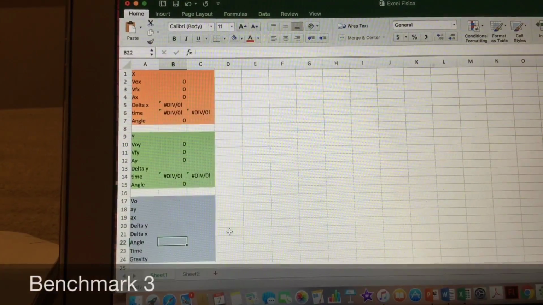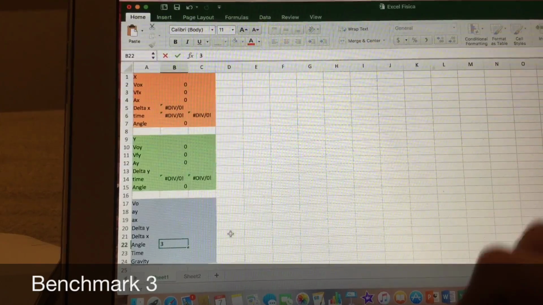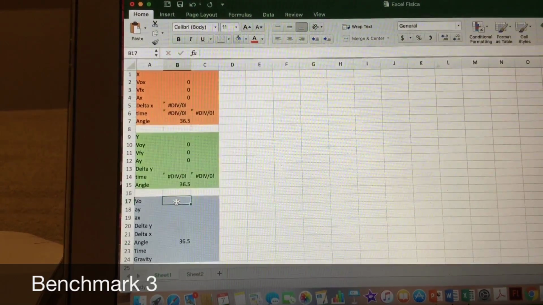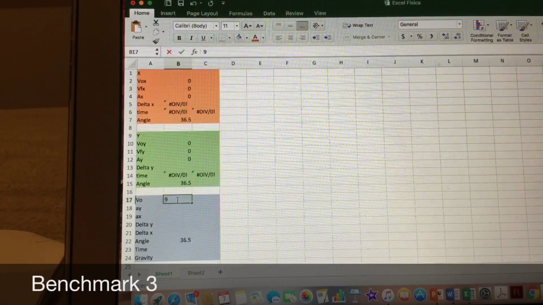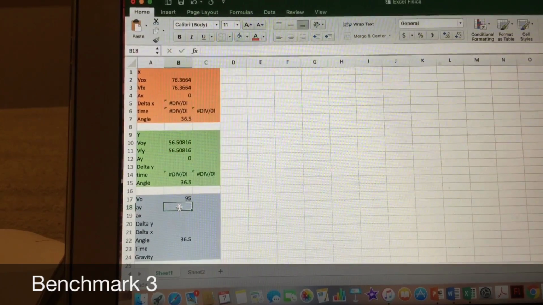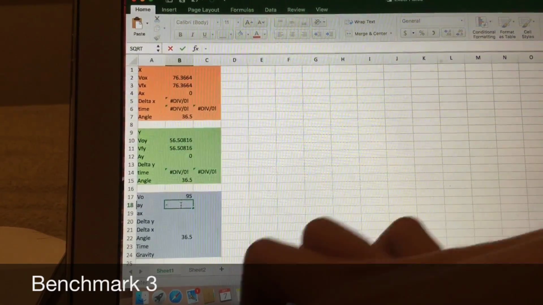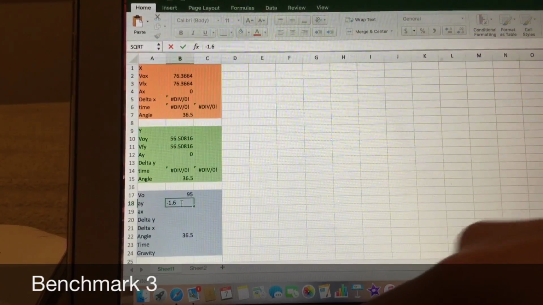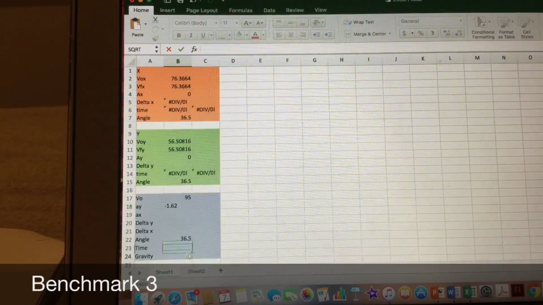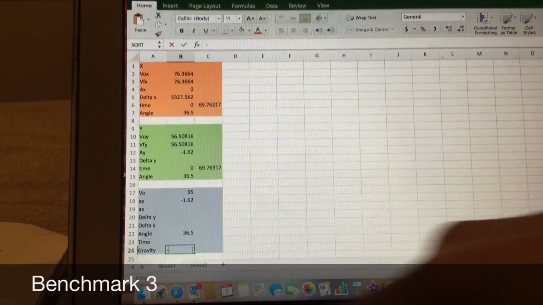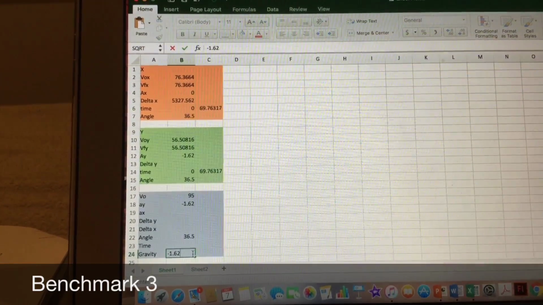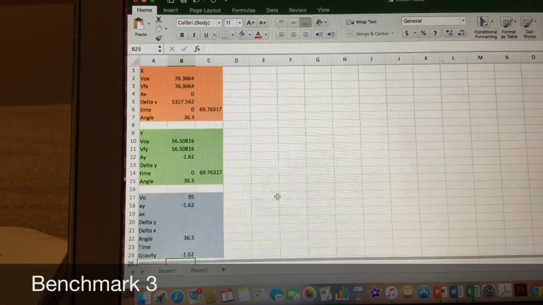In benchmark number 3, it's the same as benchmark number 1, but the gravity changes because it is the gravity on the moon, and in this case it equals 1.62. So we plug that in, and then we plug in what we know from benchmark number 1, the initial velocity and the angle, which is 36.5. Then we are able to find the displacement in x, which equals 5,327 meters.